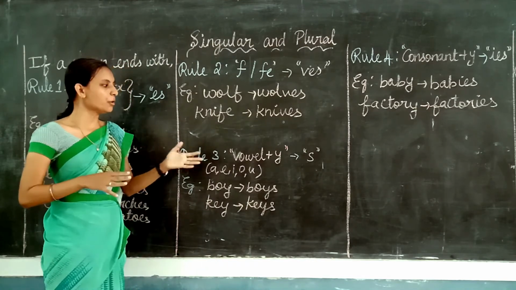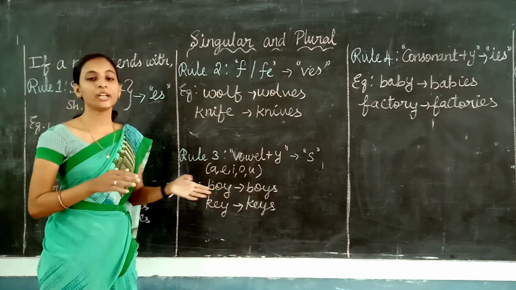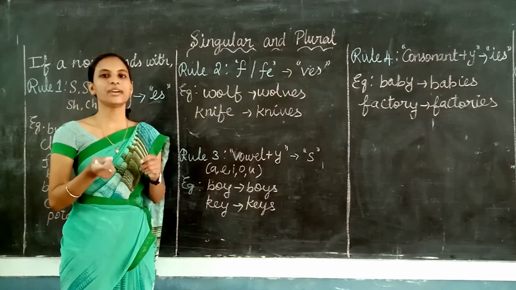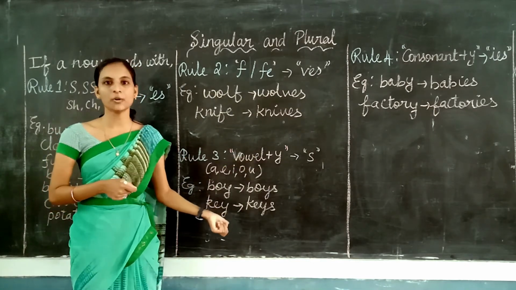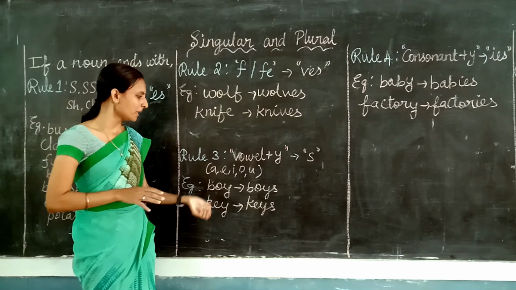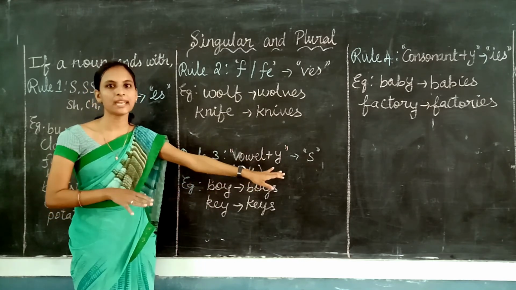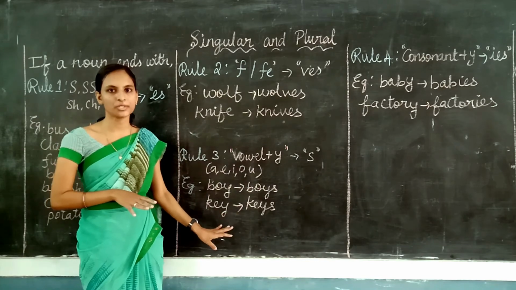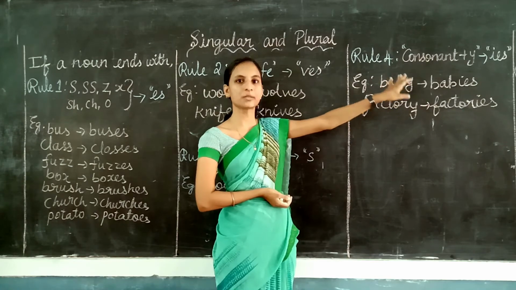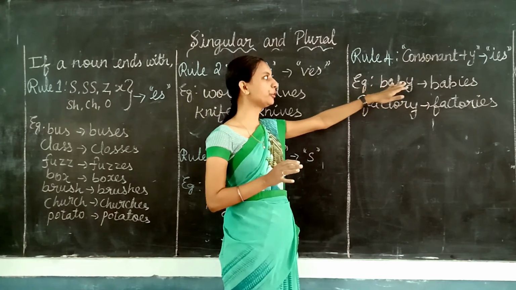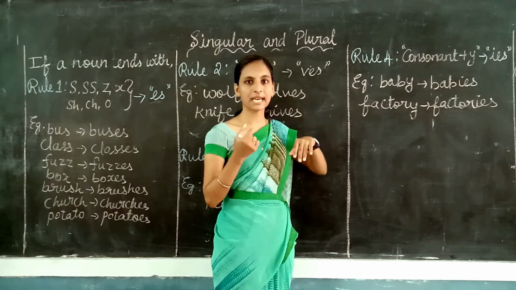Okay. Suppose a noun ends with vowel plus y, there we are not going to make any changes. We are going to add s to the noun directly. Understand? If a noun ends with vowel plus y, there are no changes. We can add s directly to the noun. Okay? And suppose a noun ends with consonant plus y, then only we are going to remove the y from the word and we are going to add ies after that.